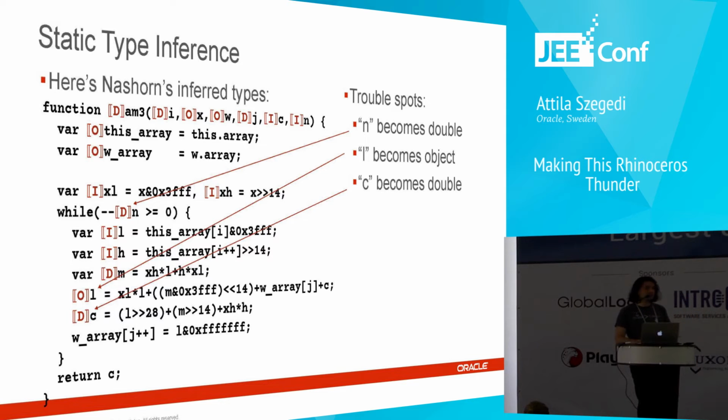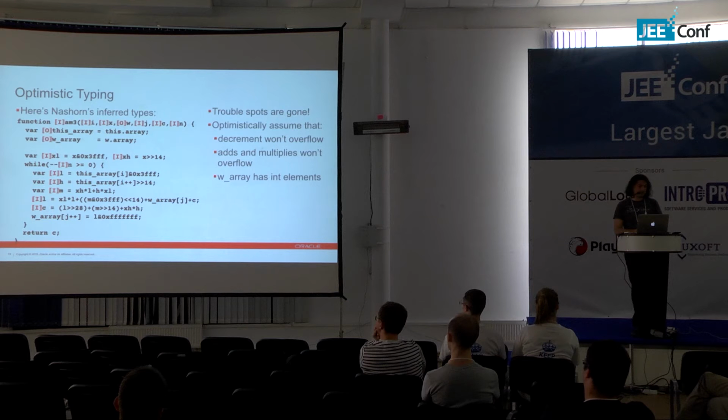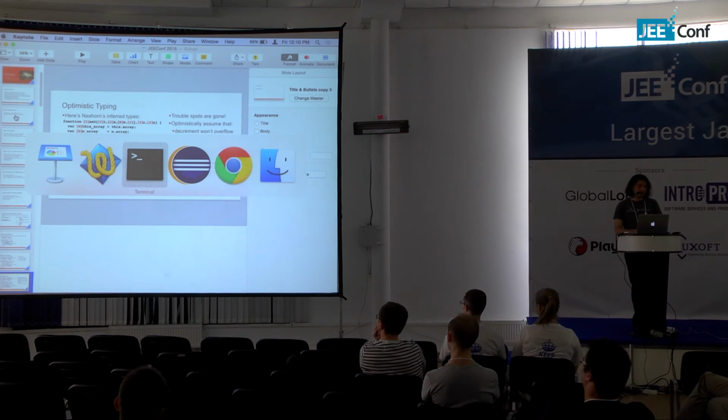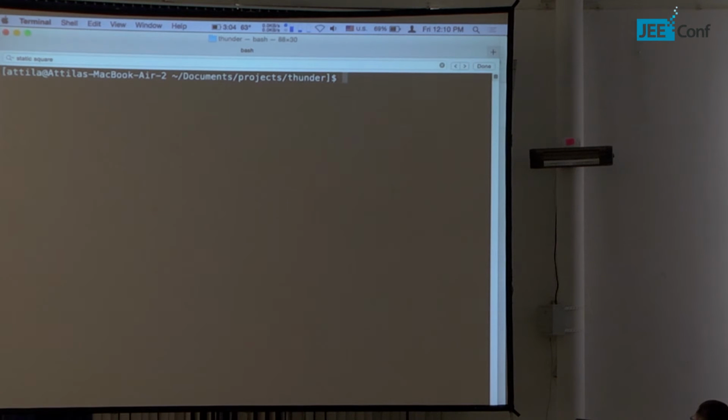Now, when you combine this with the other feature that we have, optimistic typing, you actually get these kinds of types. And this looks much nicer. All the trouble spots are gone. As you can see, the only variables that remain objects are this array and w_array, which are arrays. Everything else will be presumed to be an int and won't overflow and so on. So if we actually generate code for this AM3, it looks pretty much as if you just wrote the same algorithm in Java. Let me show you.